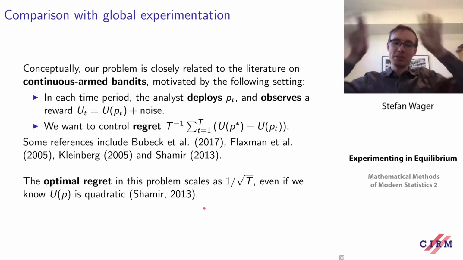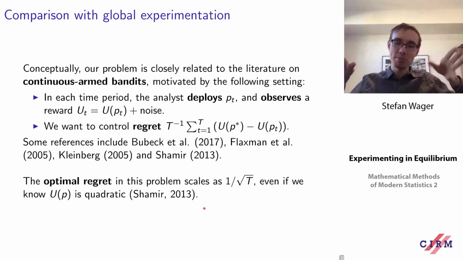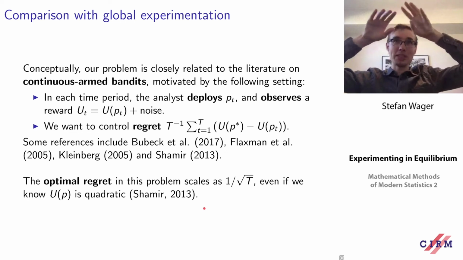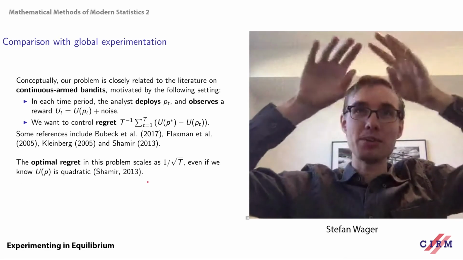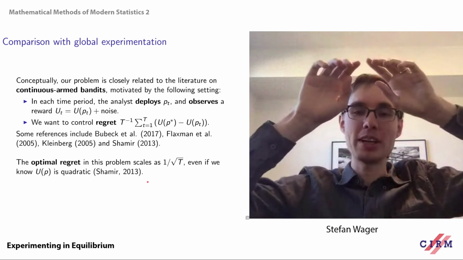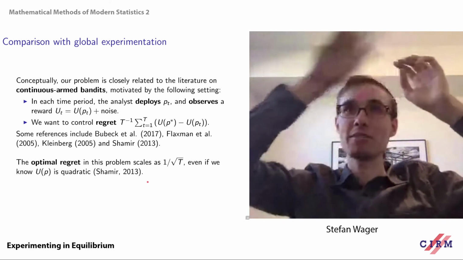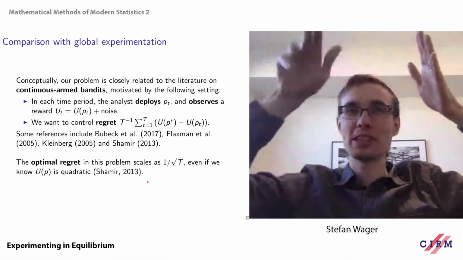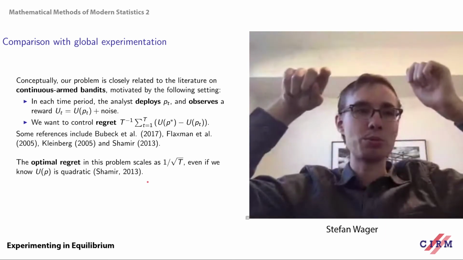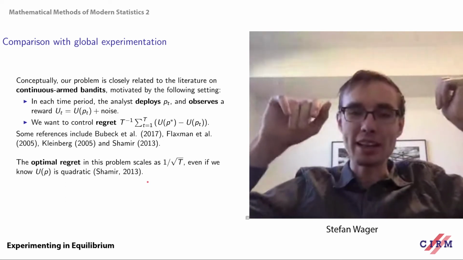This teaches you a lot about the shape of the parabola, but you pay a lot of regret for sampling here because you're very far from the optimum. Then once you figure out that the optimum is near here, in this zone you can sample without paying much regret. But when you're here, your utility function, your response function, is flat. So it's very hard to learn about it. You don't pay much regret, but you don't learn anything either.